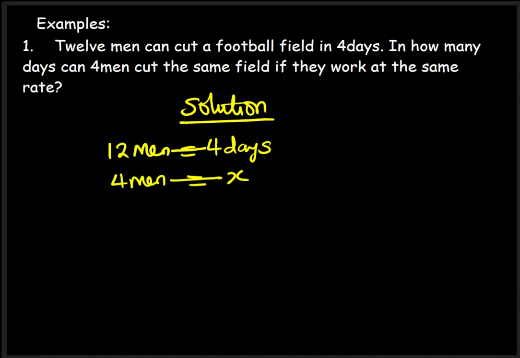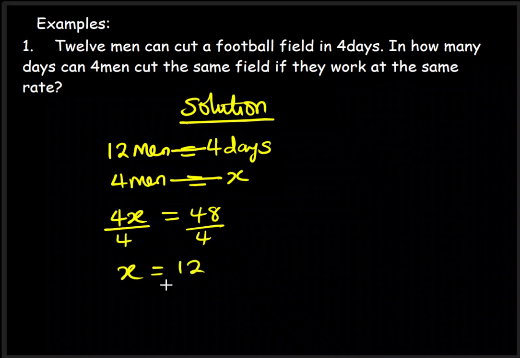So this will multiply with this, and then this will multiply with this. So we can start with the down part. 4 times x gives us 4x, equal to 12 times 4, which gives us 48. If we divide both sides by 4, we have that x is equal to 12. So that means 4 men can do that work in 12 days. So 4 men can cut that same field working at the same rate in 12 days.